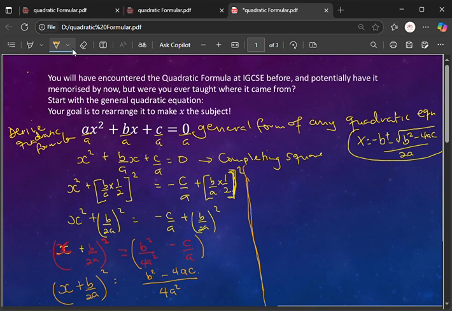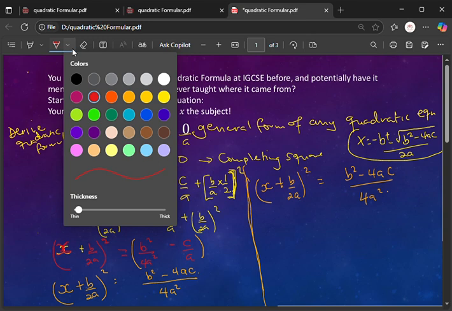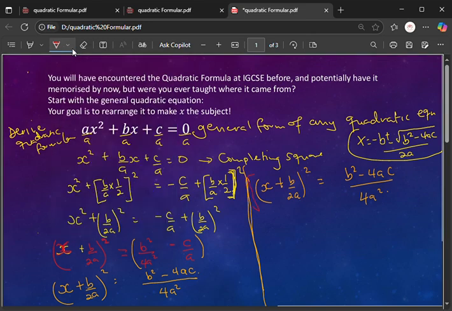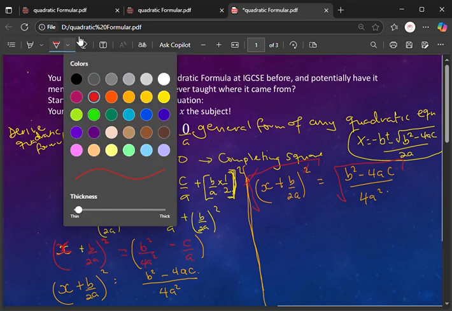After that, we are now going to write x plus b over 2a whole square equals, I'm just repeating this part, b squared minus 4ac over 4a squared. Okay, so in order to get rid of this power 2, we have to take the square root on both sides like this. So this power 2 cancels with that root.